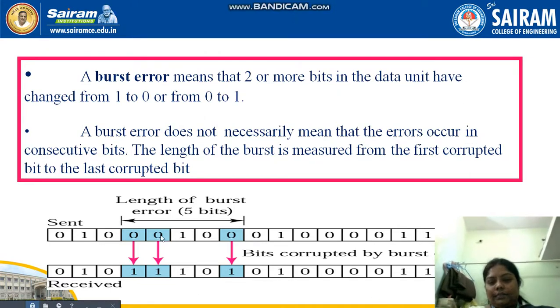Look at this diagram. This is the sender side with its number format, and this is the receiver side. The length here is 5 bits: 1, 2, 3, 4, 5. Within those 5 bits, 0 is replaced by 1 and 1 by 0. Here a 0 is replaced with a 1 at the receiver side, here also, and here also. So here two or more bits are replaced at a time. This is what we call a burst error.